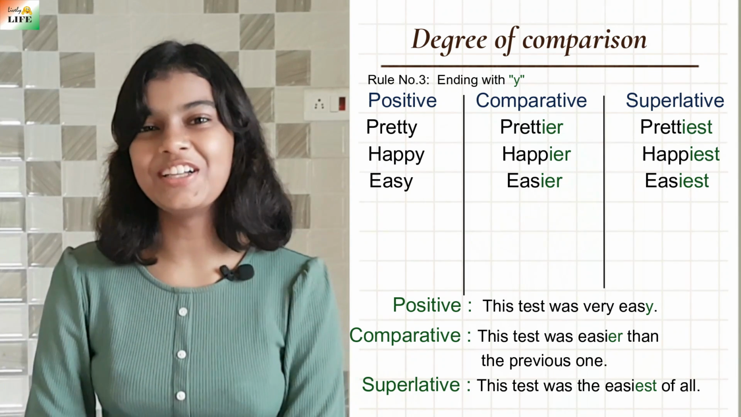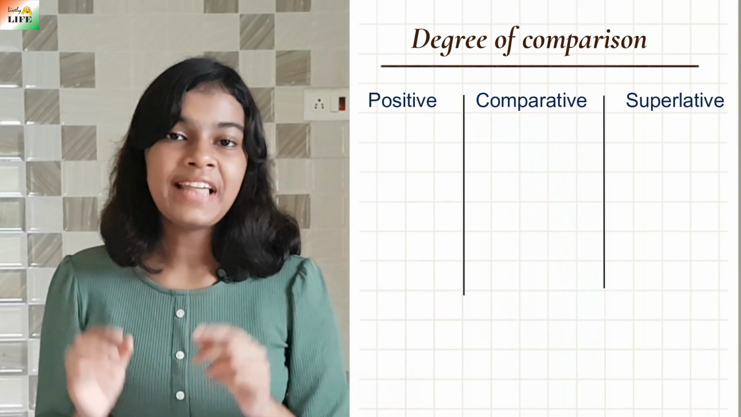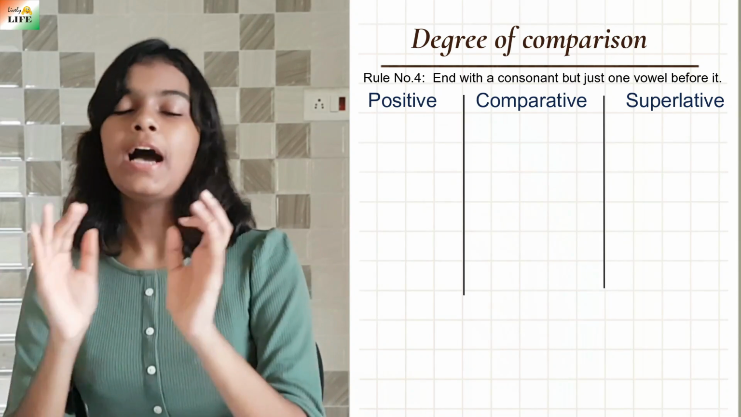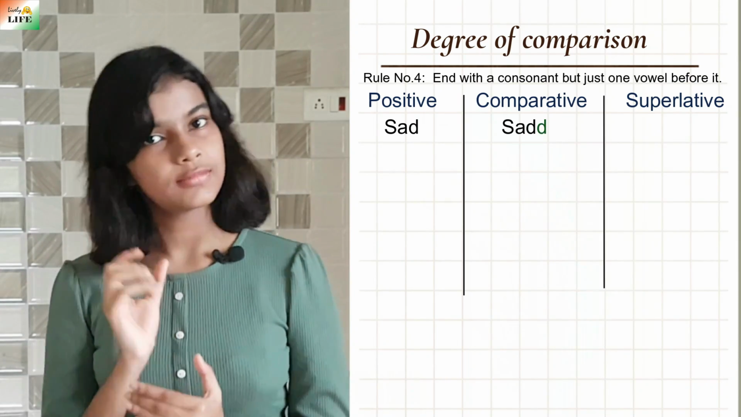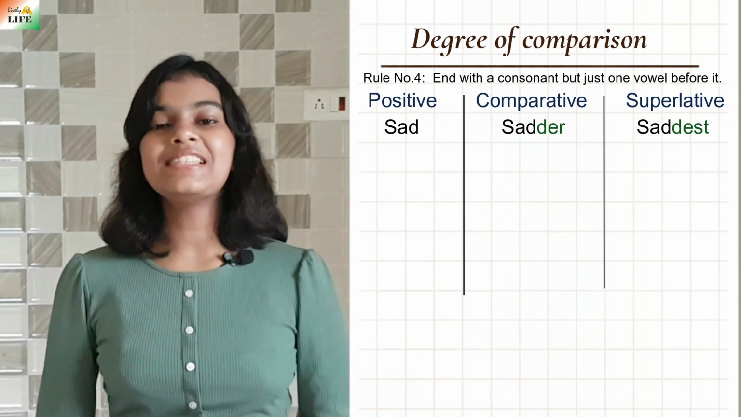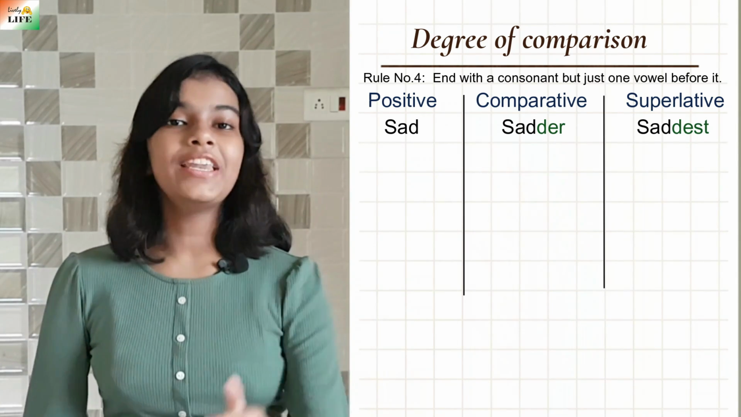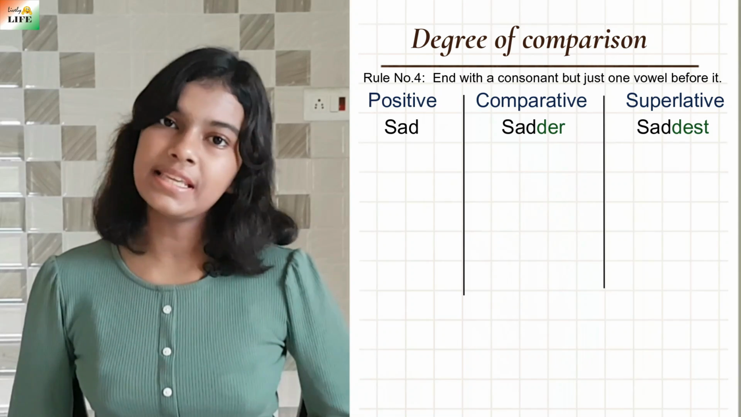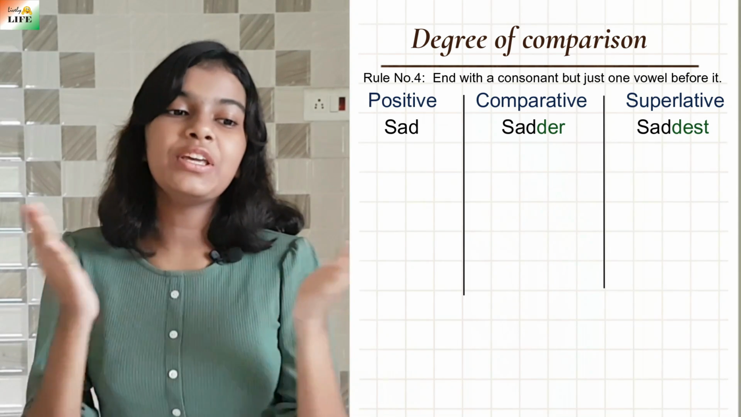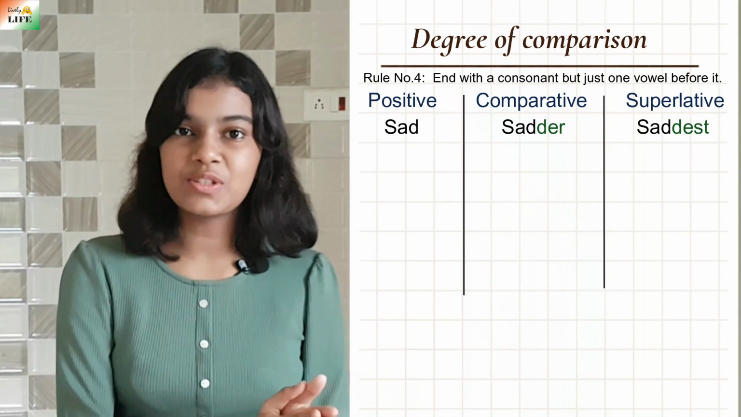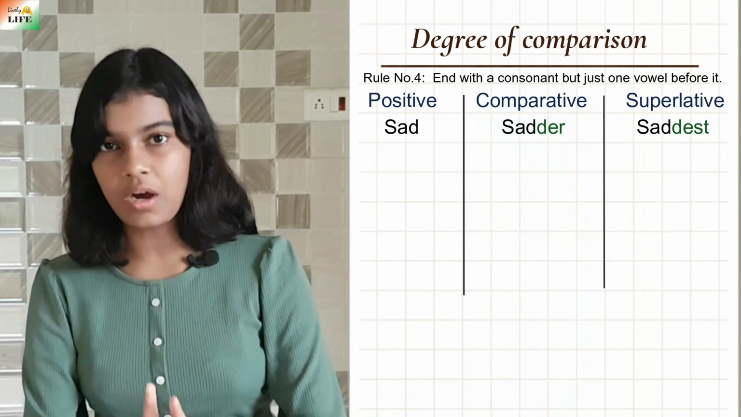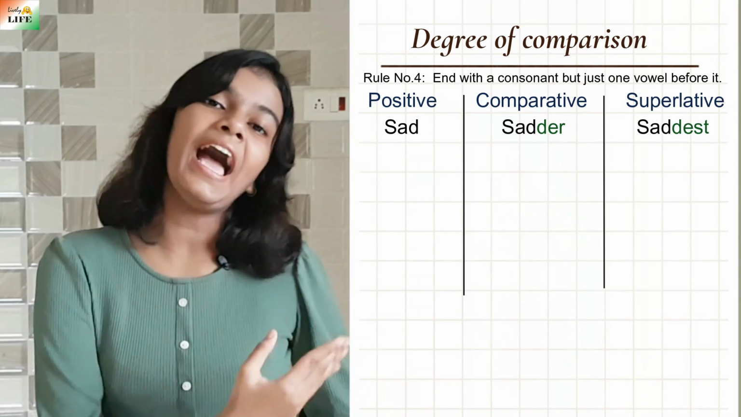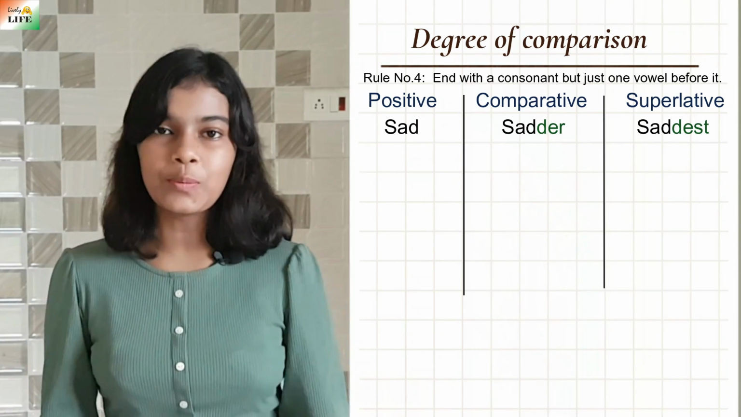Now, another rule for you all. That is, the adjectives that end with a consonant but have just one vowel before it. I am taking an example. Suppose sad. Sad is an adjective. Sad ends with a consonant and has only one vowel before it. Right? S-A-D. A is the vowel, D is the consonant. So, when we use these types of words that end with a consonant and have just one vowel before it, at that time we have to use the consonant two times and then add ER. I'm giving you an example, don't worry at all.